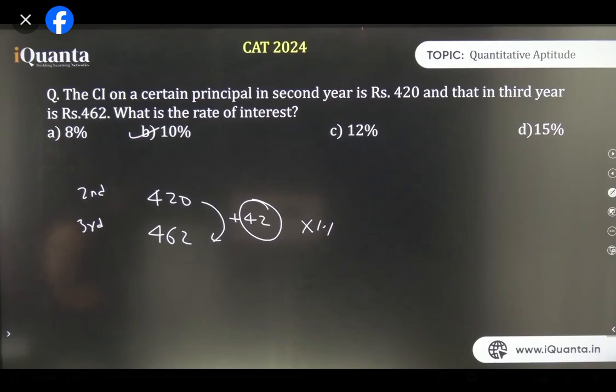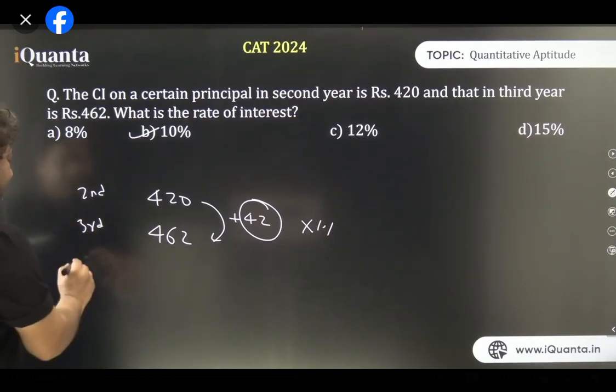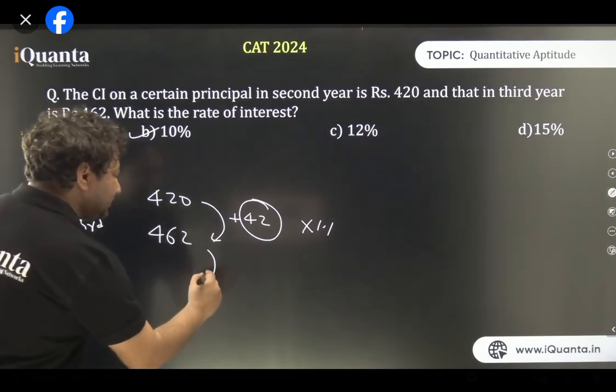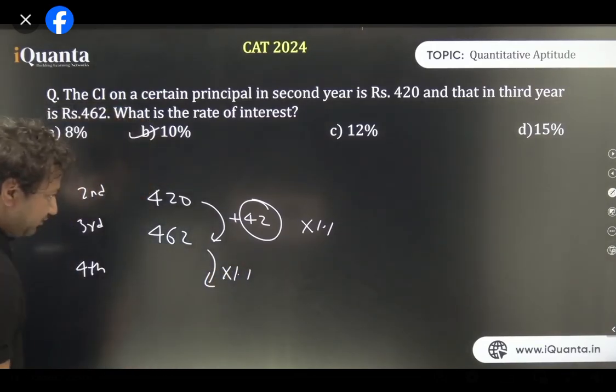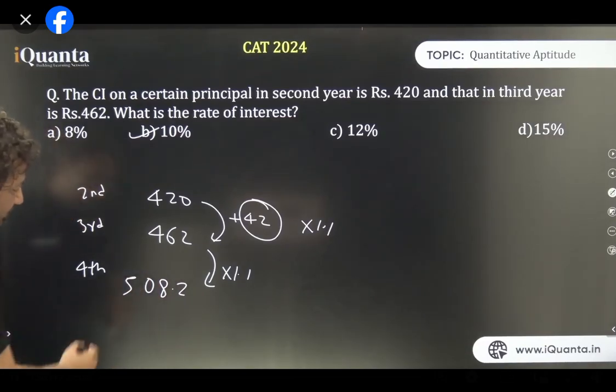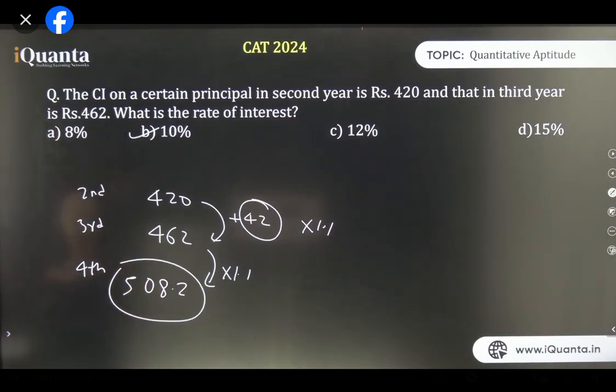Is that clear, everyone? Now if I ask you, what will be the interest in the fourth year? Anil, exactly. SI में AP, CI में GP. Next it will be again 1.1 से multiply कर देंगे. Multiply 1.1, what do I get? 508.2. Right. Perfect. All of you got it now.